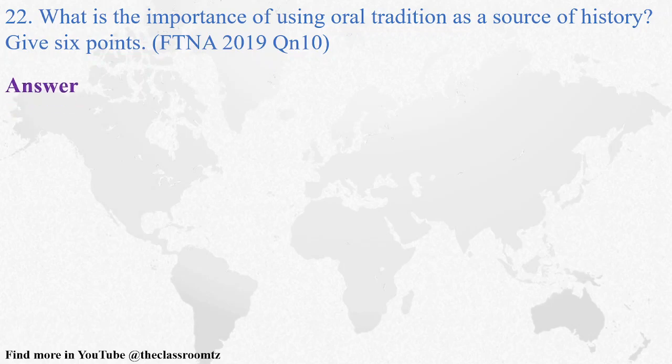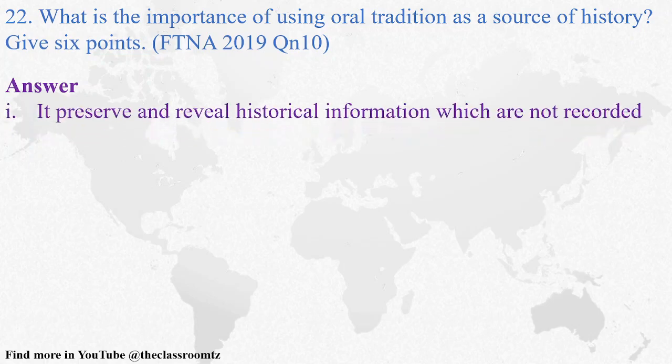Here were the answers, but before writing these answers, make sure you have an introduction, main body, and conclusion. In the introduction, you need to define what oral tradition is, adding some information on the types or examples of oral tradition, and then you go to the main body. In the main body, you need to include the following answers.